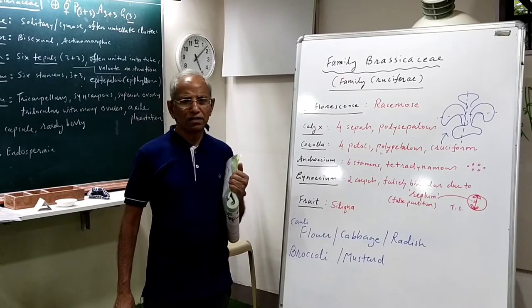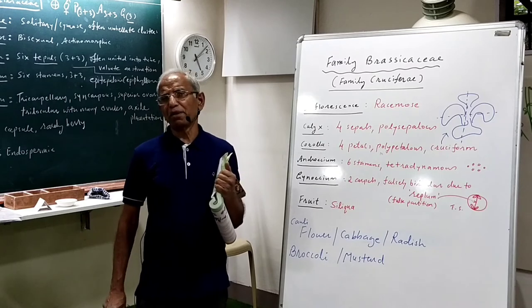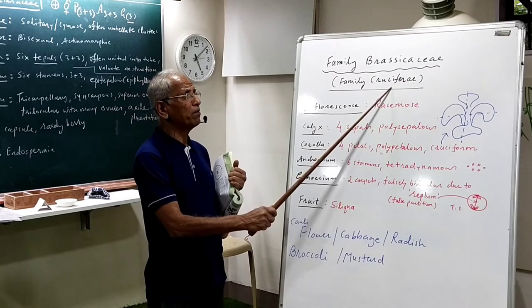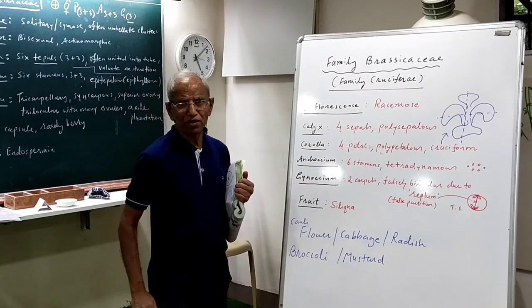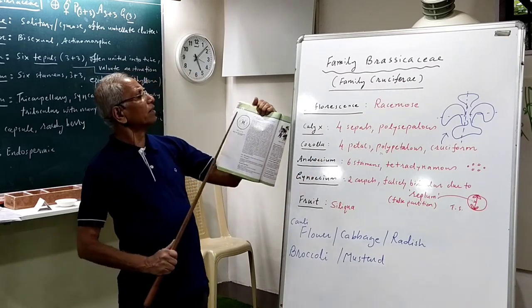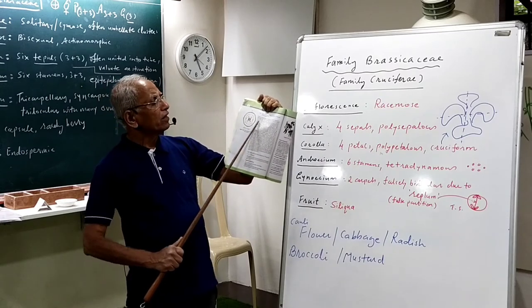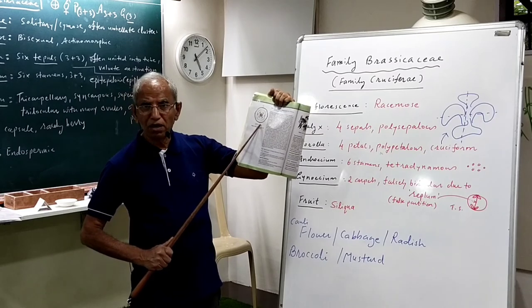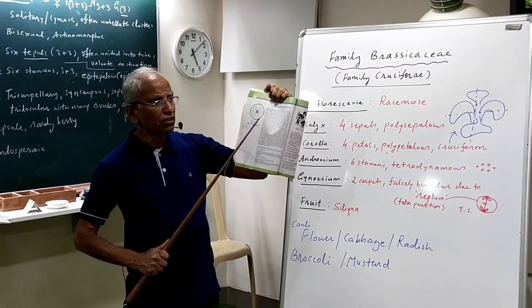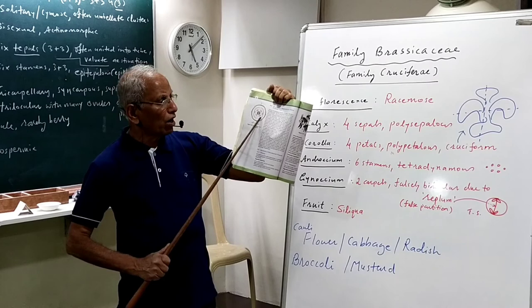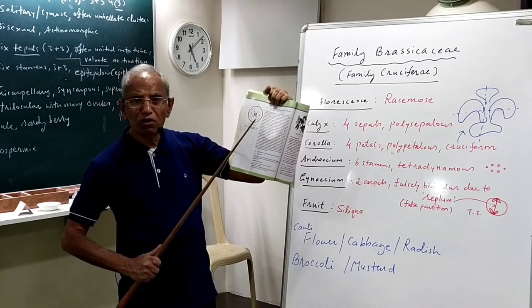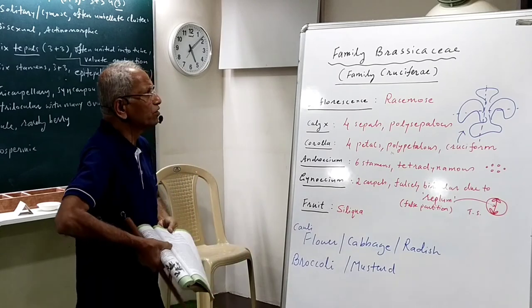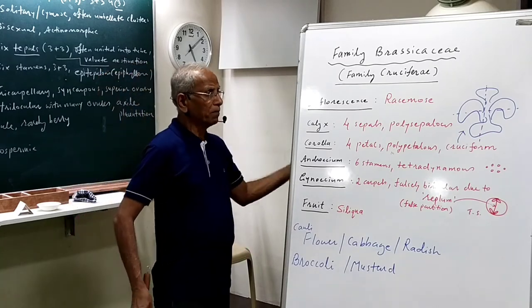Brassicaceae. Now we shall learn a little bit about family Brassicaceae, which earlier was being called family Cruciferae. They have mentioned this on page 78, but they have not mentioned details. They have given only the floral diagram and floral formula. But that is enough to ask questions, because when they have given the floral diagram and floral formula, you are supposed to know it. So let us go into at least some details of the family Cruciferae.